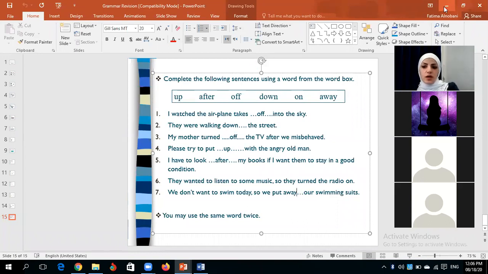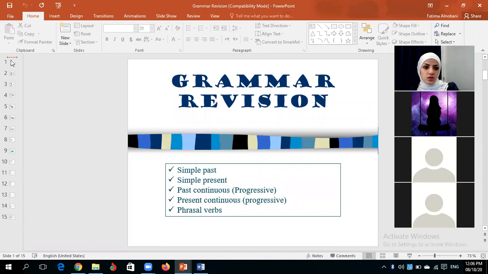Okay guys, if we go to the first slide here, in the past 2 days we talked about the simple past, and we said that in the past simple there are 2 types of verbs, regular and irregular. Regular, you add ed to the verb. Irregular, the whole structure changes.